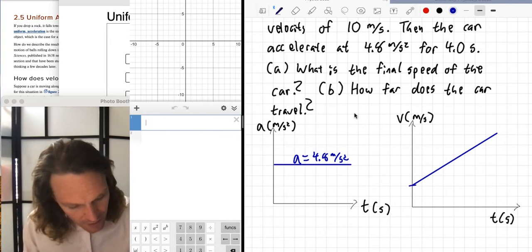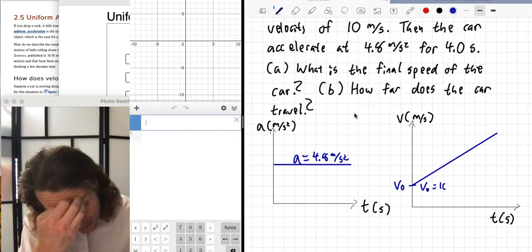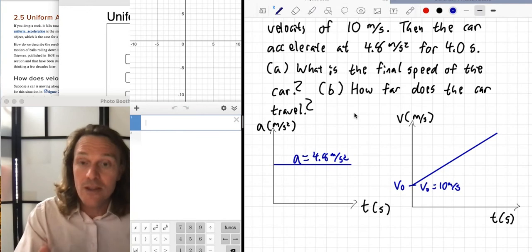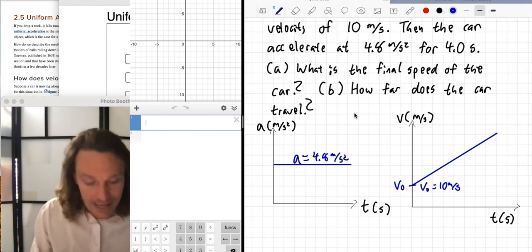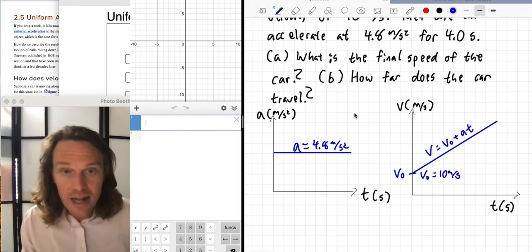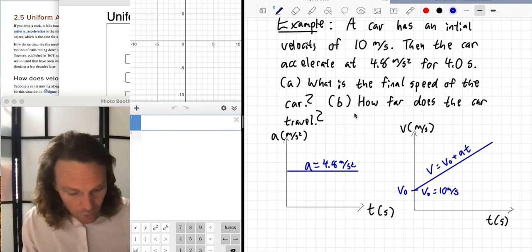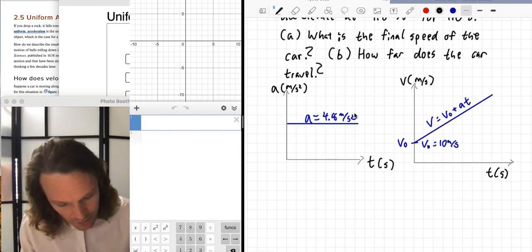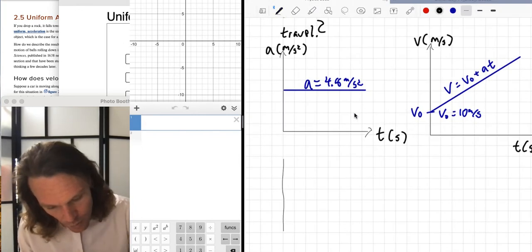This is our initial velocity, v naught, which we know is just equal to 10 meters per second. We have that linear function, v equals v naught plus at. So it'll be exactly this, v equals v naught plus at. Now we didn't have an initial position, nor were you asked to worry about that. So your position graph, which will only matter for part B, is going to be a parabola.